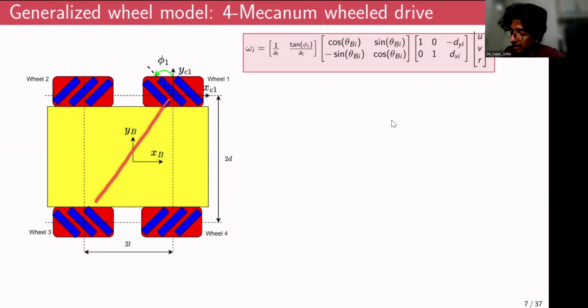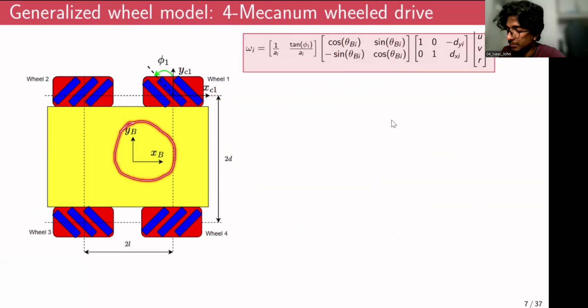As you can see, the diagonal wheels are aligned in a similar sense, right? So in this case, this phi I is no longer zero. Depending on the wheel, it could be plus 45 or minus 45. Theta bi remains zero, right? Because it does not have any independent steering control. So xci and yci are always going to be oriented similar to xb and yb. There is no relative orientation between xci and yci. So the relative orientation is always going to be zero.